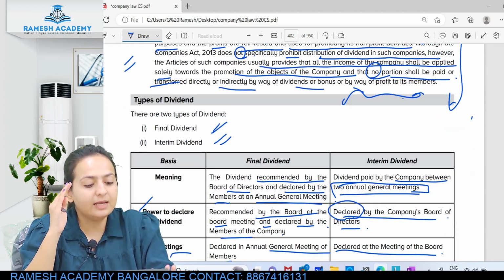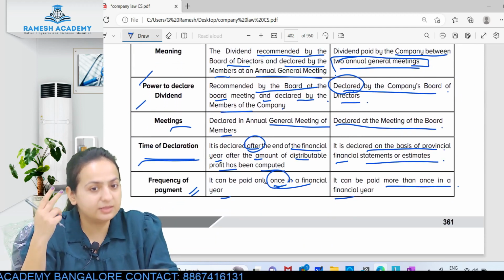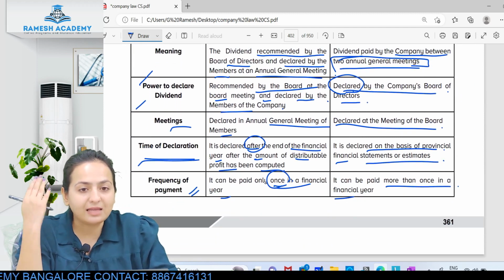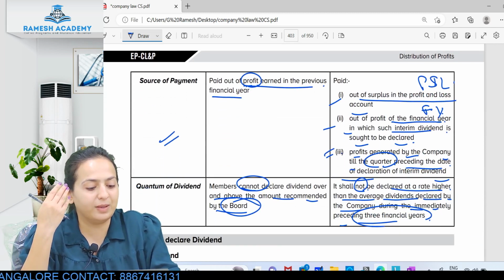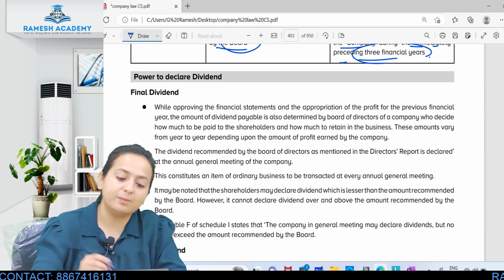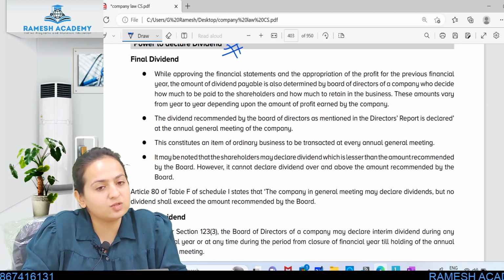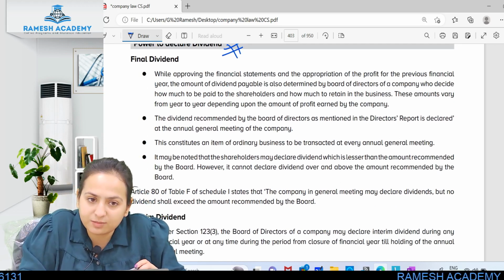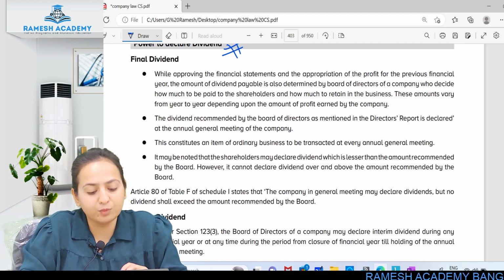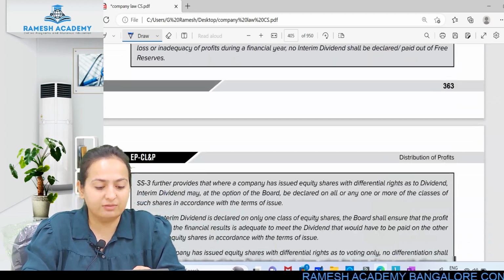So what are the types, the basis of it? Meaning, power to declare the dividend, meetings, time of declaration, frequency of payment, source of payment, and quantum of the dividend. Next comes power to declare the dividend. In the case of final dividend, there is a recommendation by the board of directors, approved and declared by the members in the general meeting.